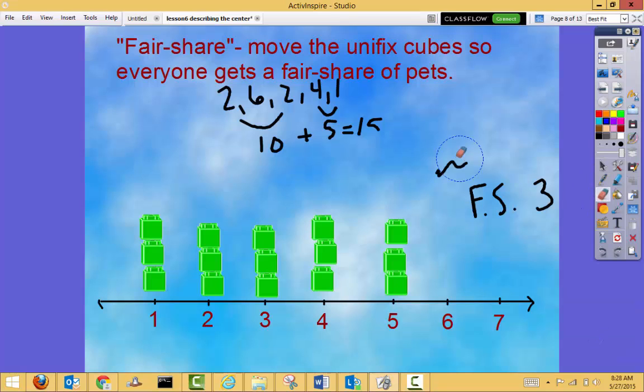Step 1 is I add up all my numbers and then I divide by the total amount of numbers I added. So I added 1 number, 2 number, 3 number, 4 number, 5 numbers. So I'm going to divide by 5. 15 divided by 5 is 3. And look, my mean matches this fair share value.